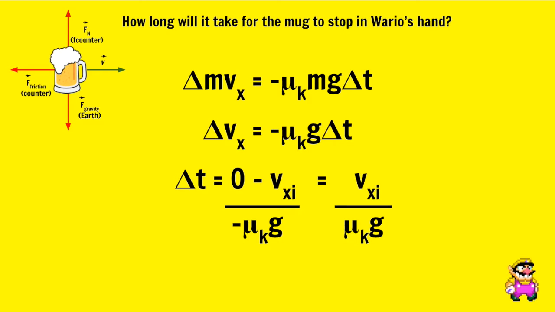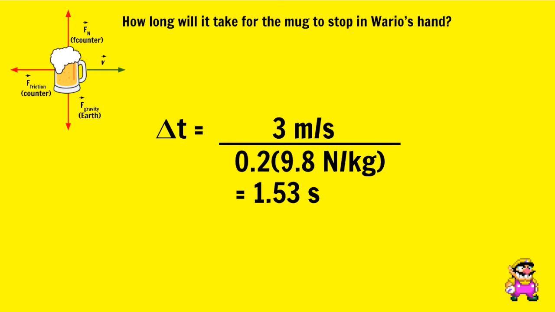coefficient of friction times g on the right-hand side, and simplify it by writing initial velocity over the coefficient of friction times g. We plug in our knowns, initial velocity of 3 meters per second, coefficient of kinetic friction 0.2, and acceleration due to gravity 9.8. We do the math to find that delta t is 1.53 seconds, so it takes the mug this much time to stop in Wario's palm.